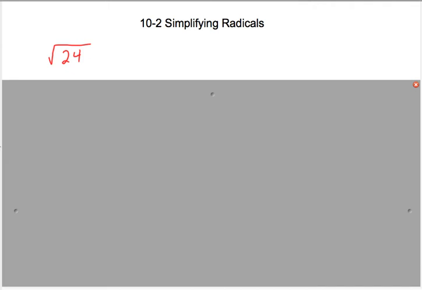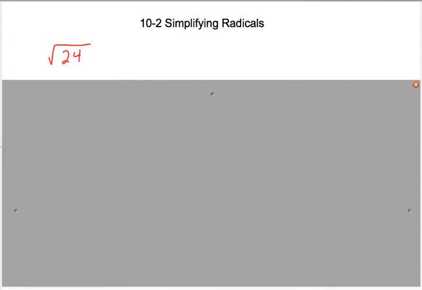Hello everybody. Today we're going to learn how to simplify radicals. Basically what that means is what do we do when we're trying to take a square root of a number that is not a square number, like 24 for instance. We know that's going to be almost 5, but it's not quite 5, and if we use a calculator we can get a rounded answer, but a lot of times what we want to do is just simplify this radical instead of giving a rounded answer.